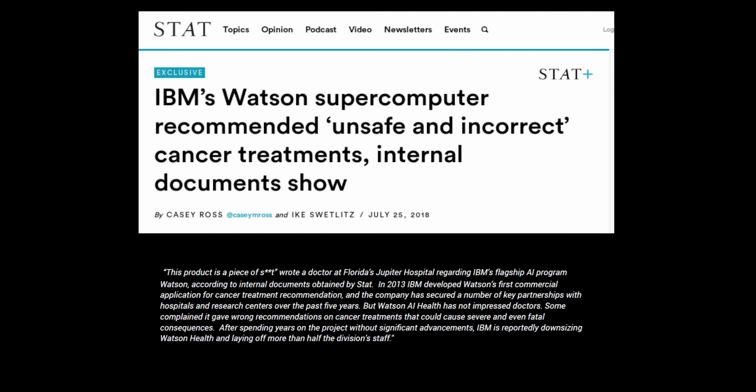This is an example of the IBM Watson supercomputer, and not all of these are strictly machine learning, by the way. They were doing patient cancer analysis and recommendation systems, and a doctor at Florida's Jupiter Hospital wrote that this product is a piece of, and it's bleeped out. They said the AI health did not impress doctors. It gave wrong recommendations on cancer treatment that could cause severe and even fatal consequences.